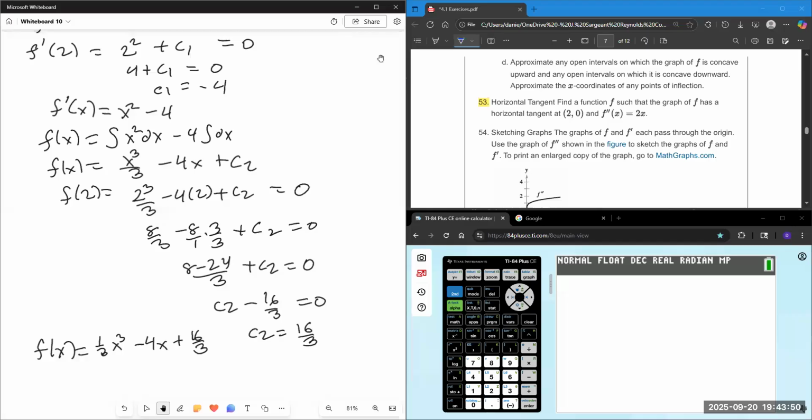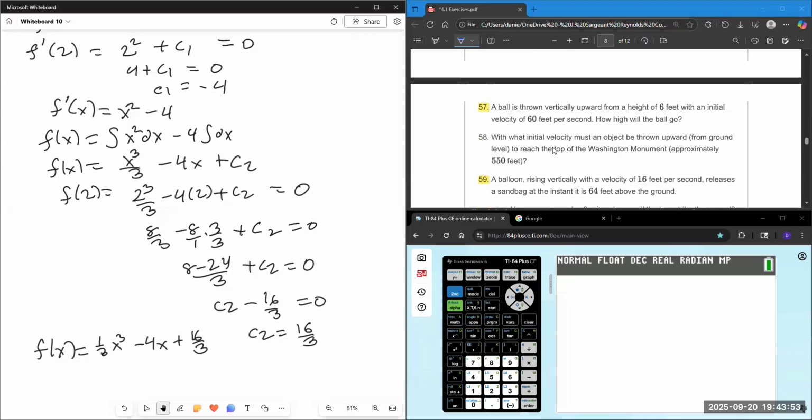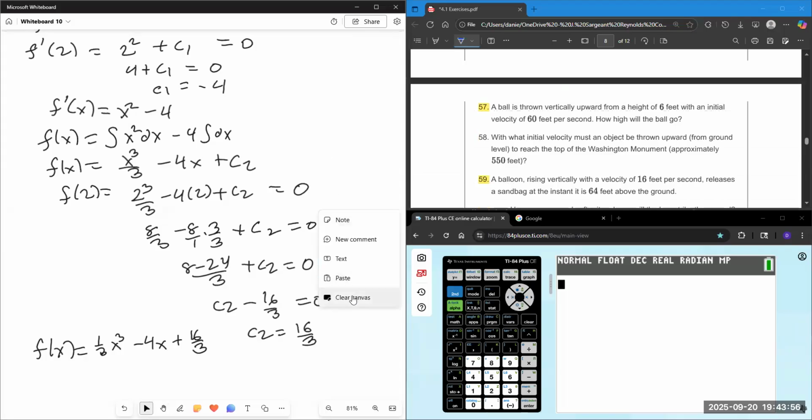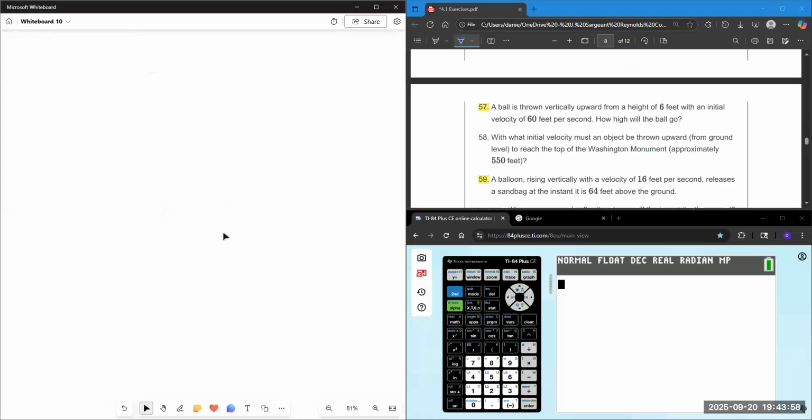Moving on to number 57. A ball is thrown vertically upward from a height of 6 feet with an initial velocity of 60 feet per second. How high will the ball go? In this problem, they want us to start off with our acceleration due to gravity in feet per second squared, but it's -32. So my velocity equation would be the antiderivative of -32 dt.